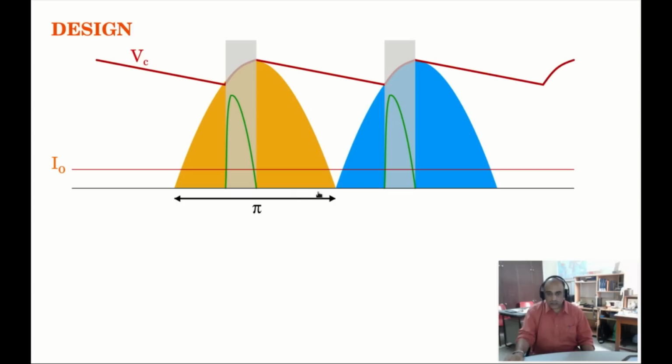Now we know this is half the wave shape of the full sinusoid, so this must have an angle of pi. Remember that this whole is 2 pi and this much is pi, which means T by 2, period by 2. Then another parameter that we will define is the conduction period, the period for which the diode conducts, and we will name it alpha. Of course, from this point to this point is also pi, and it repeats every cycle.